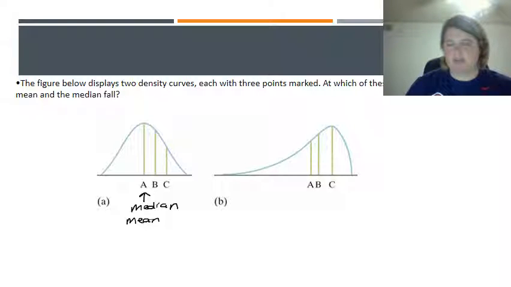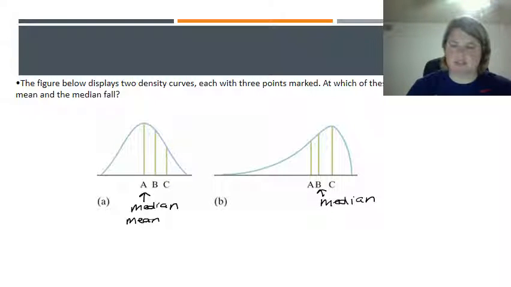So we have to look at where the 50% piece is. If we look at C, C has too little area to the left and too much area to the right. So C is the mode because it's got the peak. B, you can tell that it's divided the area into half. So 50% of the area is to the left of B and 50% of the area is to the right of B. So B must be the median.